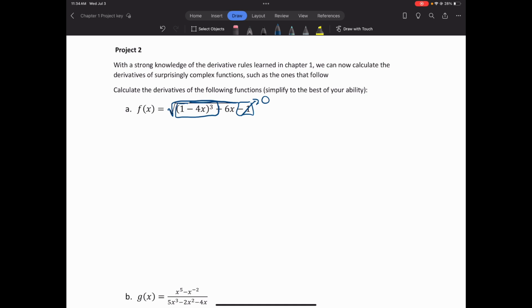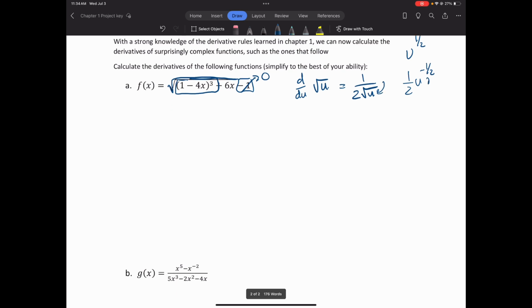Okay. Well, let's focus on square root of u. If I take the derivative of this, I get 1 over 2 square root of u in the denominator. Why? Well, that's because this is u to the 1/2, and when I take the derivative of this using the power rule, I get 1/2 u to the negative 1/2. What does a negative exponent do? It puts it in the denominator. That's how it ends up in the denominator.